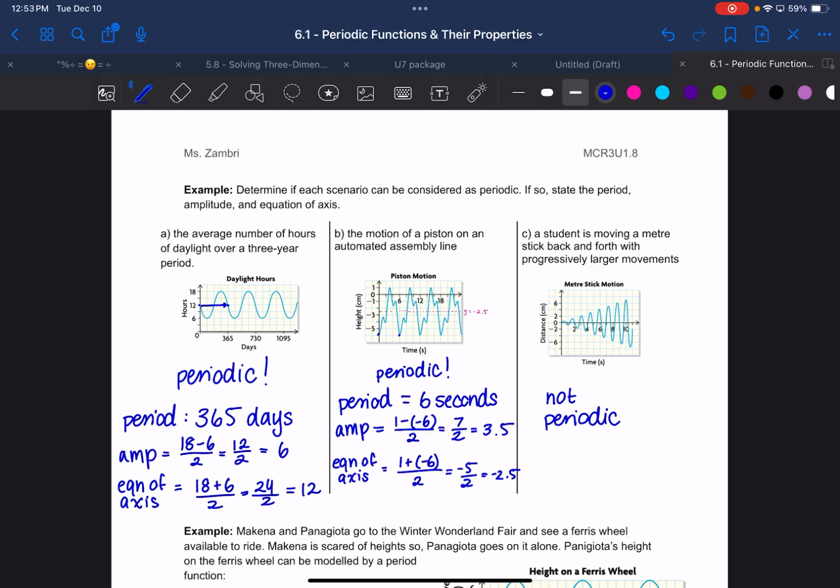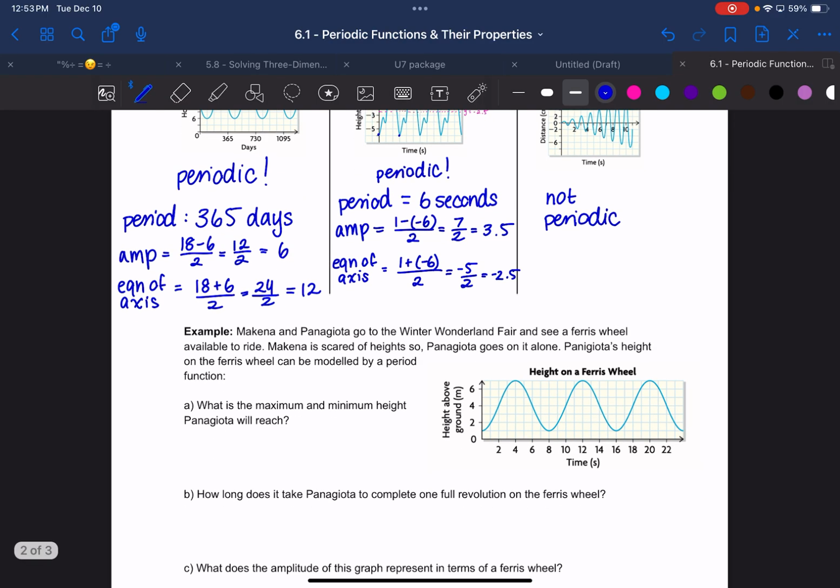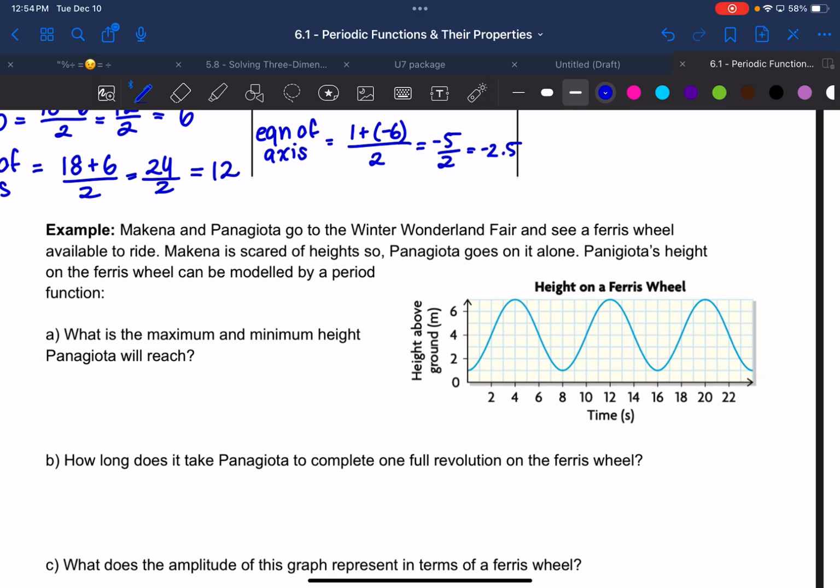Right? Coolio. And you can apply this. One of the most common things that you will encounter in sinusoidal functions when it comes to applications and word problems is the idea of a Ferris wheel. That is like the number one thing. A Ferris wheel doing revolutions over and over again models a sinusoidal function.